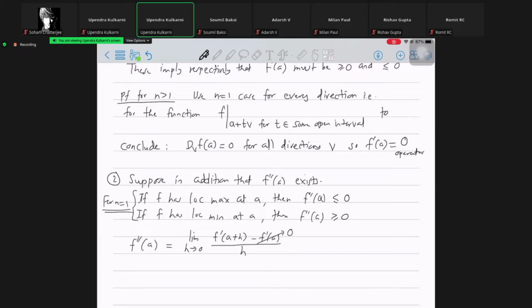And now what can I say about it? If we have a local maximum, there will be a sequence of points where f dash is strictly positive and decreasing. And we can get this by the mean value theorem, I think. Correct, exactly. So the mean value theorem is required. So how do we use the mean value theorem?